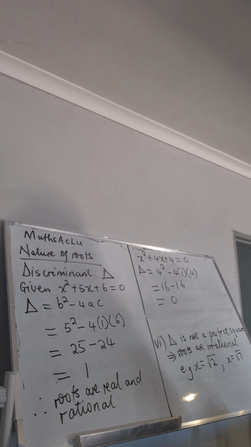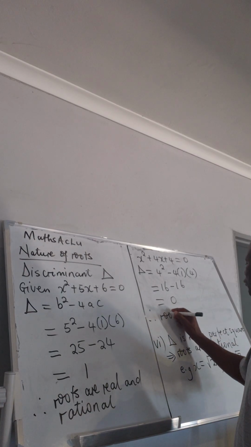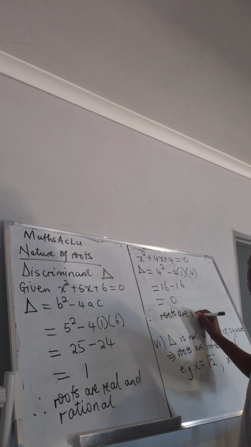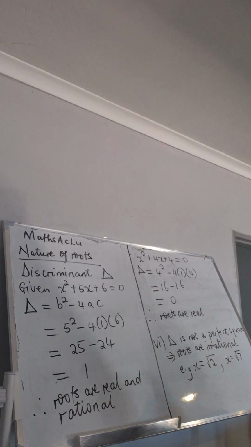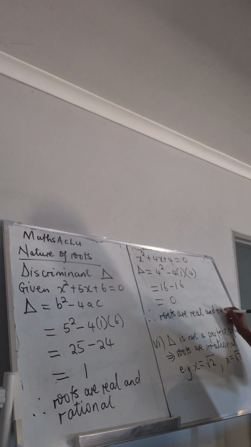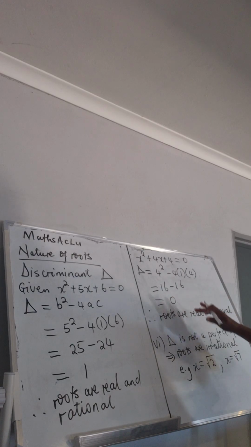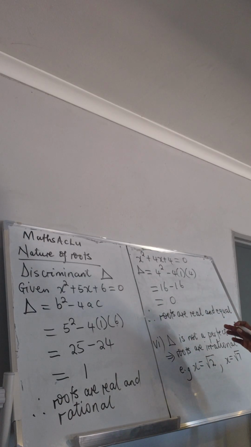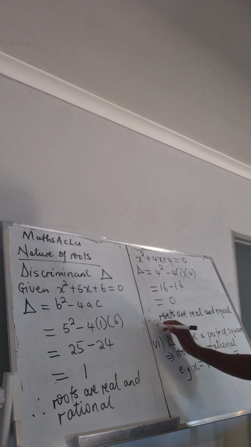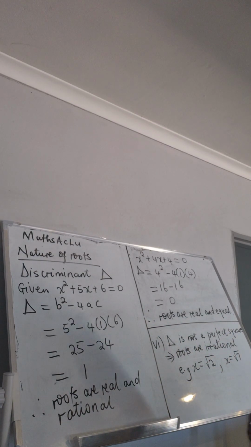It's part of the real numbers. Therefore, roots are real. There's also another description: roots are real and equal. We said if the discriminant is equal to 0, roots are equal. So roots are real and equal. Right. So for now, these are the only two examples that I wanted to give, but we will continue.